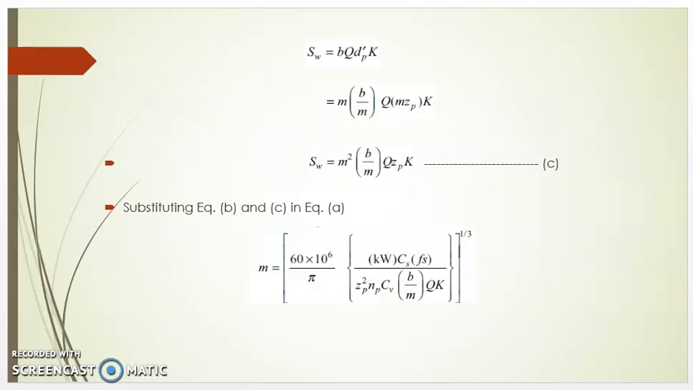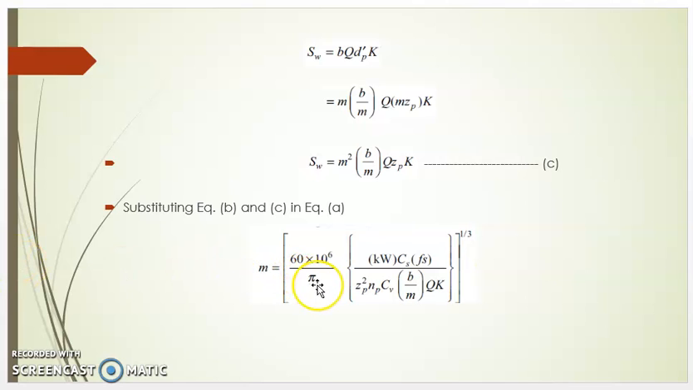Therefore, we know that Sw is equal to b Q dp K, which is equal to b into m into b divided by m into Q into m Zp into K. We have multiplied and divided by m. Therefore, Sw is equal to m square into b divided by m into Q into Zp into K, equation C. Substituting equation B and C in equation A, we get m is equal to 60 into 10 raised to 6 divided by pi into bracket kilowatt into Cs into Fs divided by Zp square into Np into Cv into b divided by m into Q into K whole bracket raised to 1 by 3.